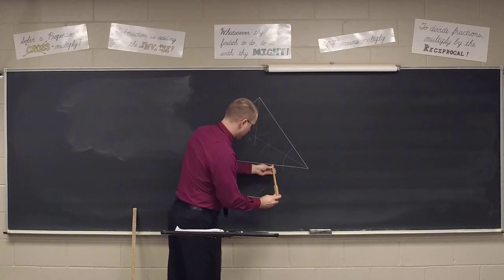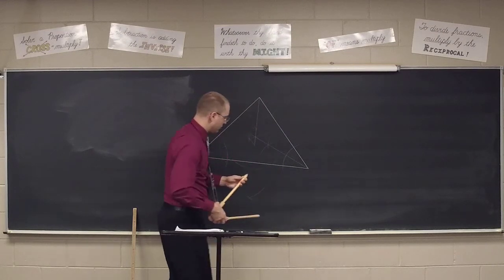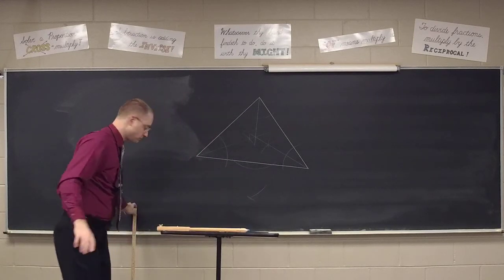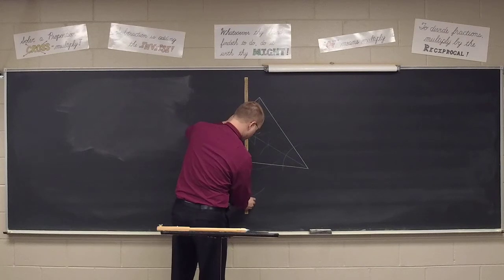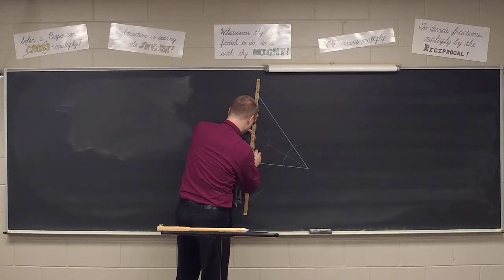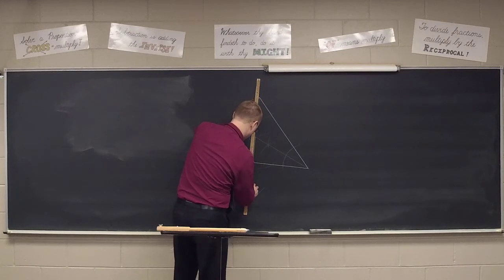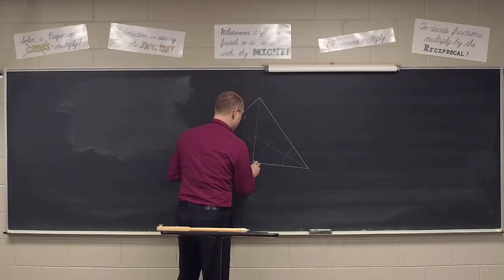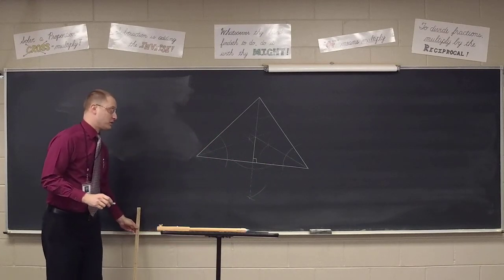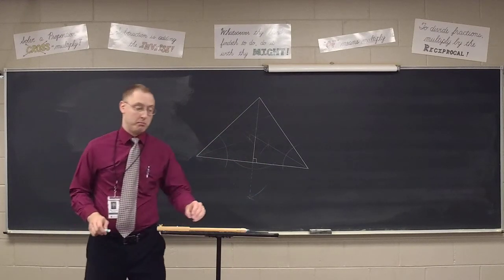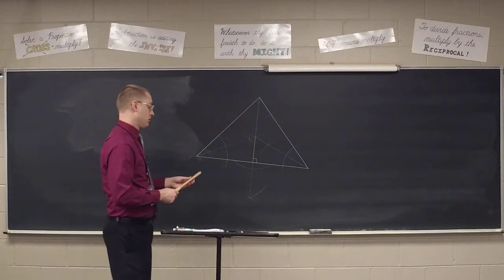Make intersecting arcs. And connect the dots. Almost had him. Okay? Almost had him. And once you've got the distance, class, you simply measure it and draw the circle.